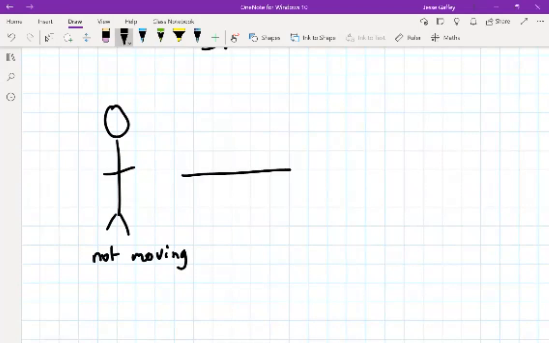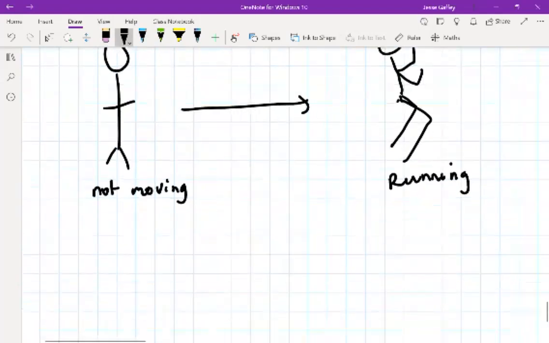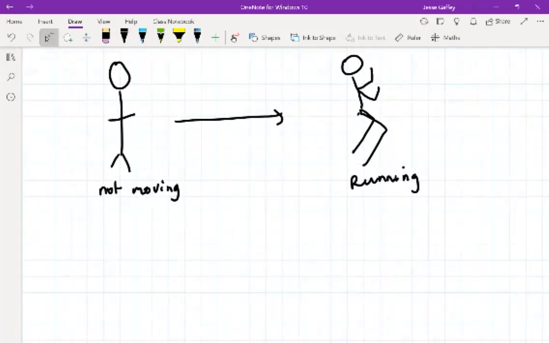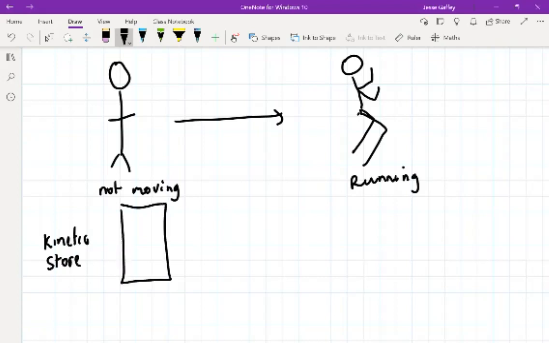He decides he's going to go for a jog. Okay, so he's going for a little run. So now he's running. Obviously, something is happening, energy is involved. So which store do you think is involved here? On 3, I want you to speak your answer to the screen. 1, 2, 3. I'm hoping you said the kinetic energy store is involved. So the kinetic store.